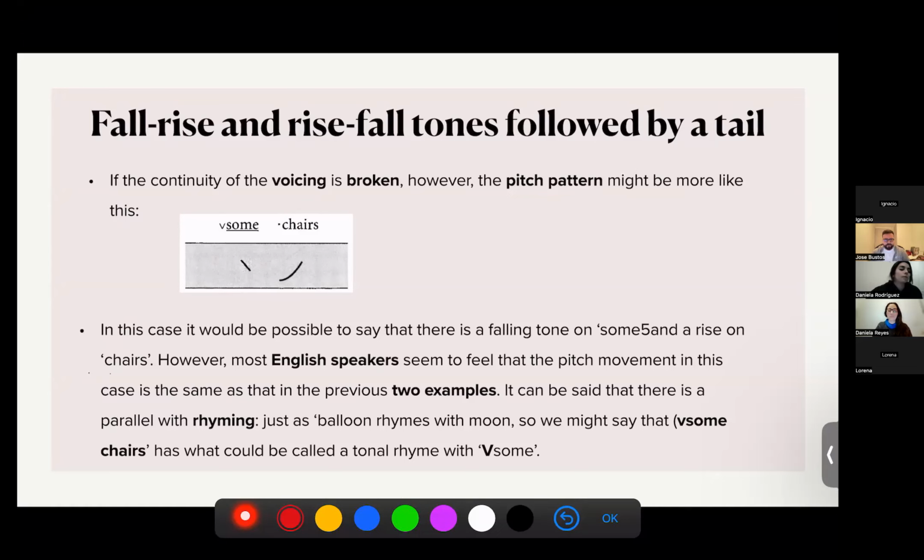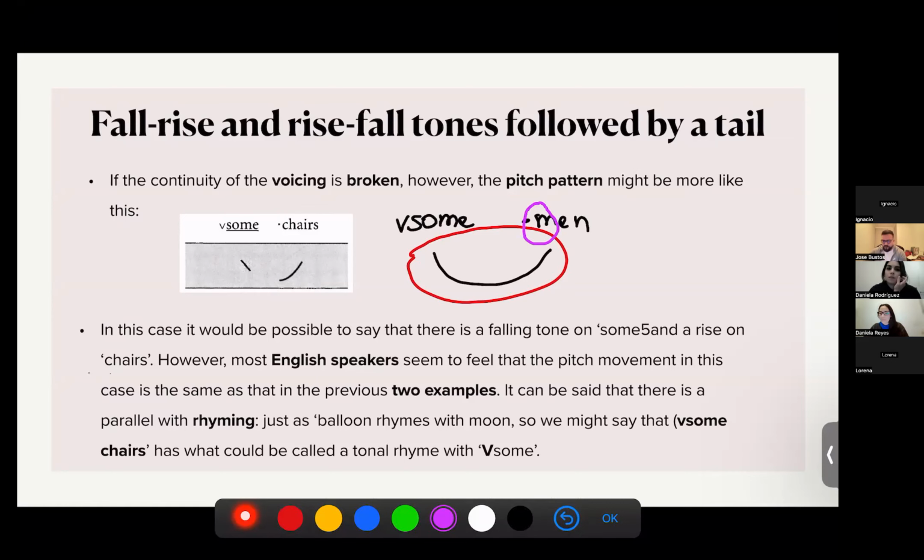Is that clear for you? I'm going to write the other example. So for example, you have "some men." So if you see, is that broken? Is that broken? No, right? Why? Because in "men," the first speech sound, the first consonant, is voiced. So there is a continuous pitch.